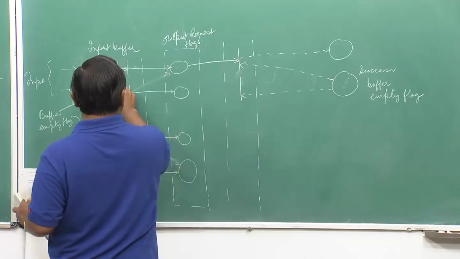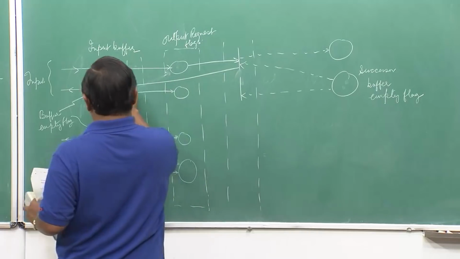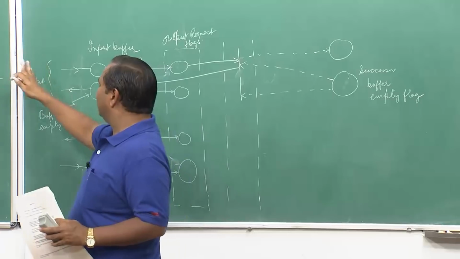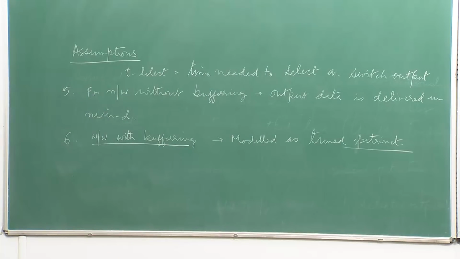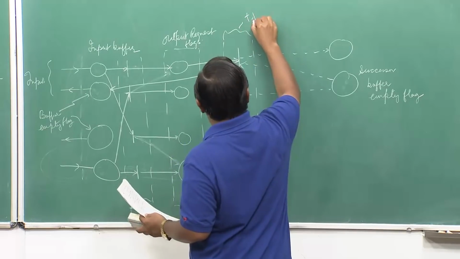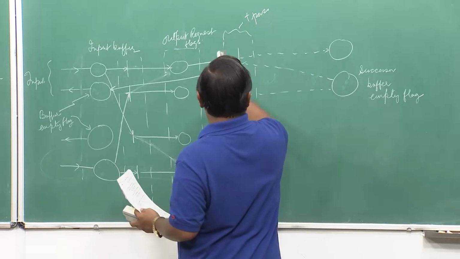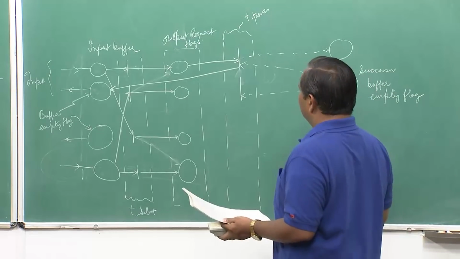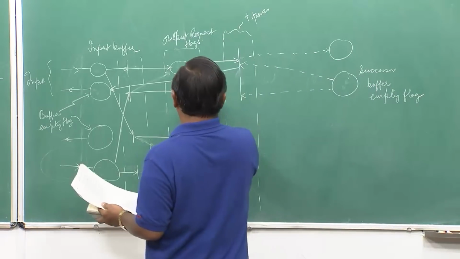So, I will now create a link from this place. The next switch will now know that it can push the packet in here. Now, this will actually take time called Tpass. In this time the packet will be moving out from the previous buffer to the next buffer. The same is going to happen here.